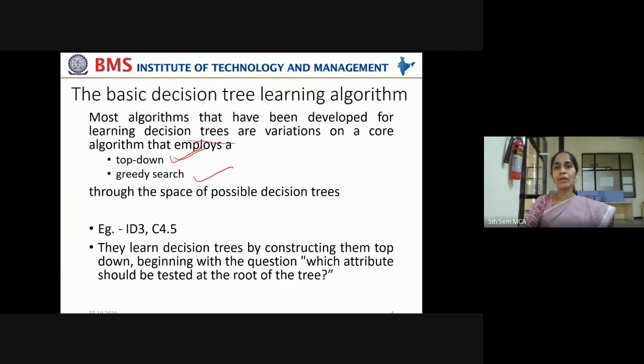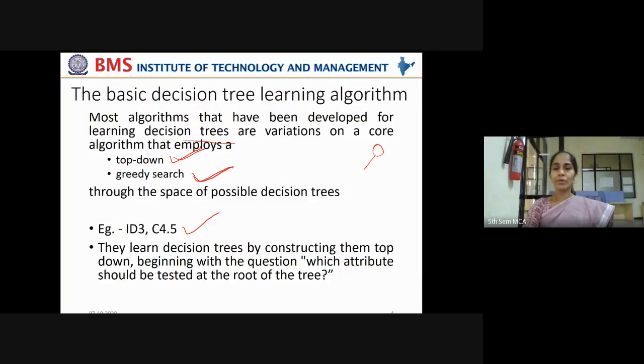It tries to classify all the training examples, and greedy search. It will try to find the best solution and also all the alternative solutions. It tries to search the hypothesis space in a greedy manner. It tries to cover all possible alternatives that may exist. That is called greedy search. What are the fundamental algorithms that come under decision tree learning? ID3 and C4.5. They learn decision trees by constructing them top down.